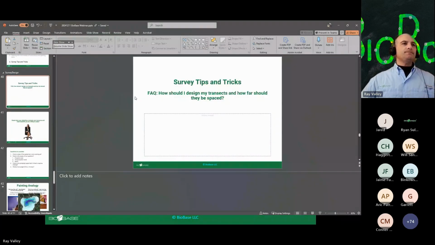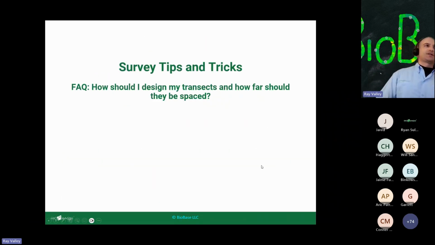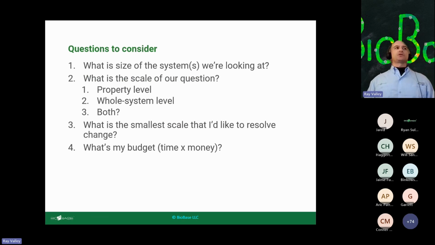Okay, I get a lot of questions. How far should I design my transects? How far apart should they be spaced? That is a really good question. But think where to start. You have to break down your objectives, evaluate your resources. What trade-offs are you willing to make? These are the questions to consider.